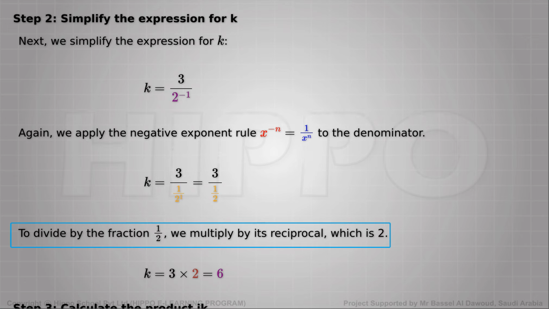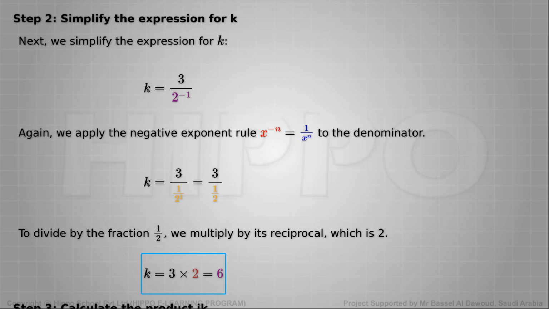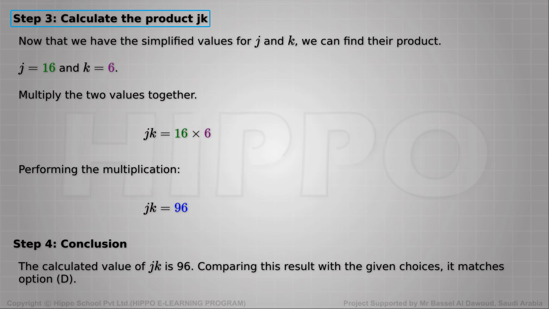Just like before, to divide by a fraction, we multiply by its reciprocal. The reciprocal of 1/2 is 2. So k is equal to 3 times 2, which gives us 6. Great! Now we have the simplified values for both j and k. We're in the final stretch now.